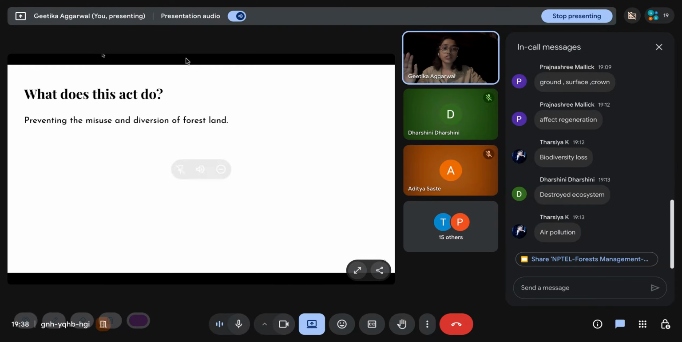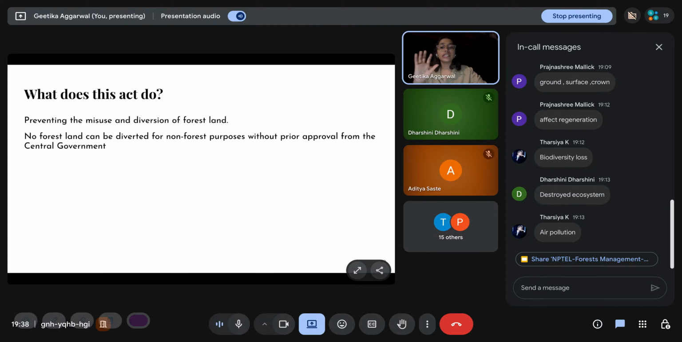So if a certain area is a forest land, how can it not be converted into something else or misused for other purposes? That is what this act is all about. Basically, no forest land can be diverted for non-forest purposes without approval from central government. So this act actually gives a little bit more authority to central government.